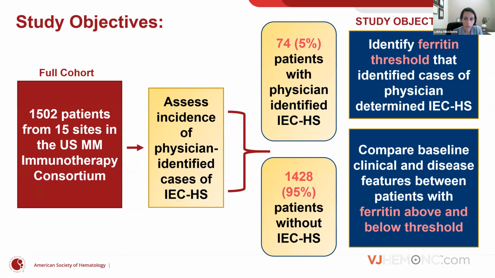So the first objective was really simple. We just wanted to answer the question, in the provider adjudicated cases of IEC-HS, was there a ferritin threshold that could discriminate patients with IEC-HS versus without IEC-HS? The second objective was to compare baseline clinical and disease characteristics in patients with a ferritin value at or above the threshold versus below the threshold.